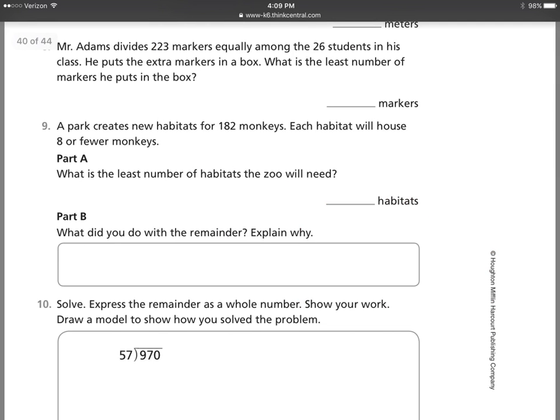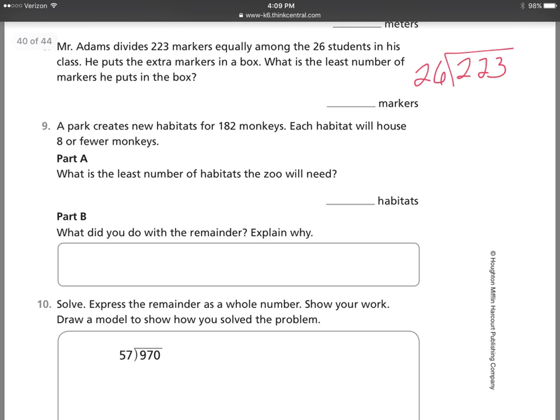Question number 8. Mr. Adams is dividing his markers equally among 26 students in his class. He puts the extra markers in a box. What's the least number of markers he puts in the box? In order to solve this problem, you're going to need to solve a division problem. We have 223 markers that he's dividing equally amongst 26 students, and you could just start writing your division problem already.